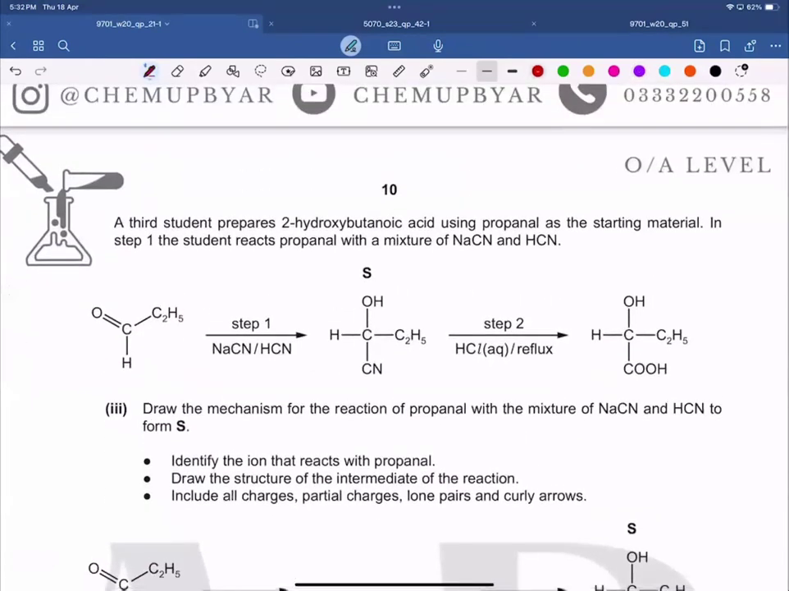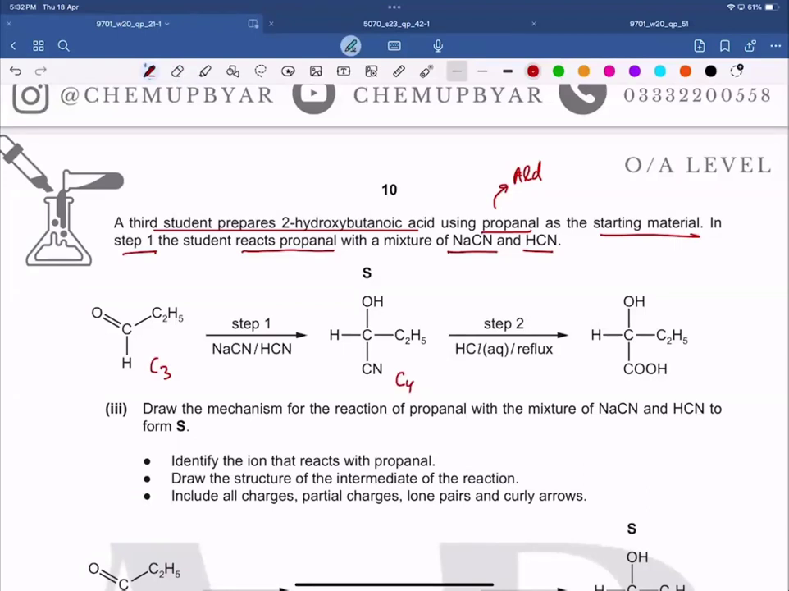Now, a third student prepares 2-hydroxybutanoic acid using propanal. Which compound is it? It's an aldehyde. Al is aldehyde, ol is alcohol, as the starting material. In step 1, the student reacts propanal with the mixture of NaCN and HCN. Okay. So see how many carbons it has? 3. And here we got 4 carbons. So that's what happens when we use HCN, as with halogenoalkanes, we get an elongated carbon chain, and here as well. And which reaction is it? Very good. It's a nucleophilic addition.